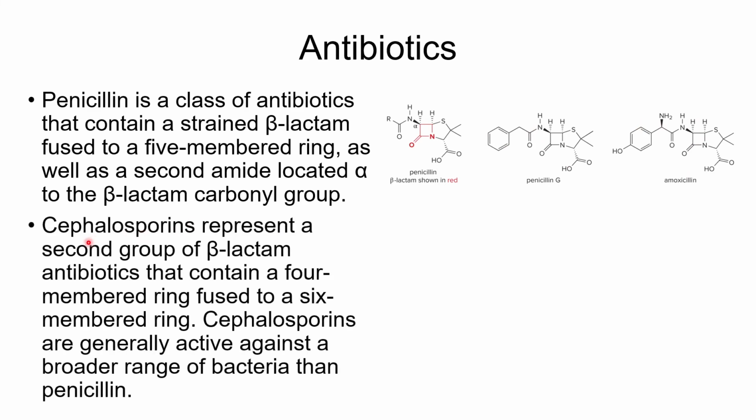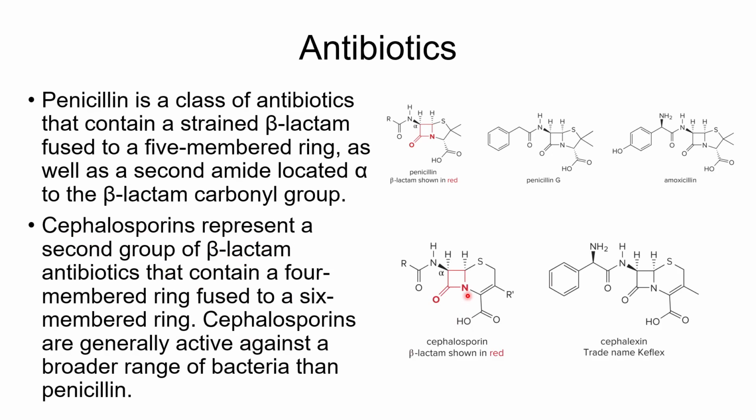There's another class, the cephalosporins, that also have a beta-lactam. They also have that particular stereochemistry at that alpha carbon with a nitrogen that is an amide. And they have a 6-membered ring over here instead of the 5-membered ring. But this is a different class of antibiotic that has given doctors more tools for treating infections.